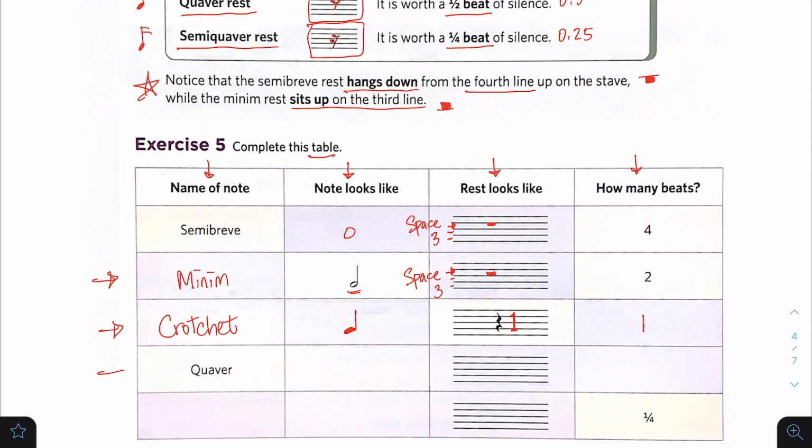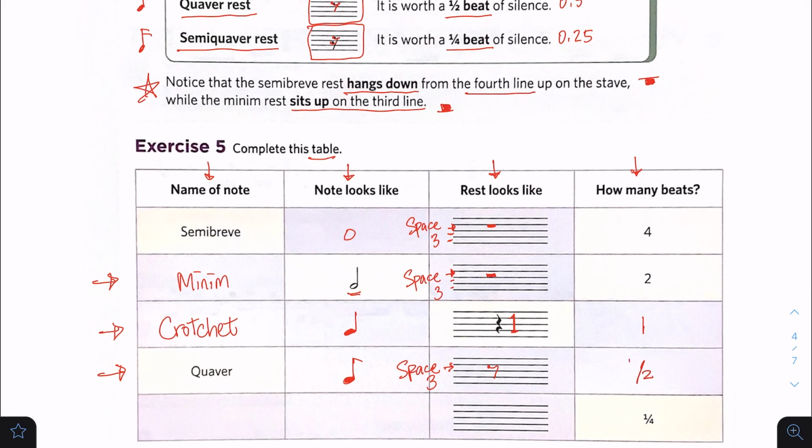Next we have quaver, and a quaver looks like a crotchet with 1 tail. The rest looks like this. Again, you will notice that it's also in the 3rd space. Looks like a 7. So again, this is space number 3. How many beats is a quaver or quaver rest? Is half a beat or 0.5. Either way is correct.